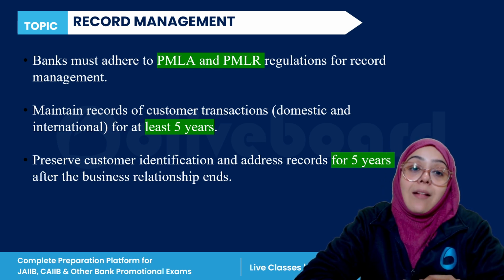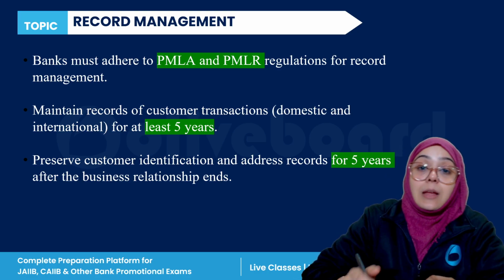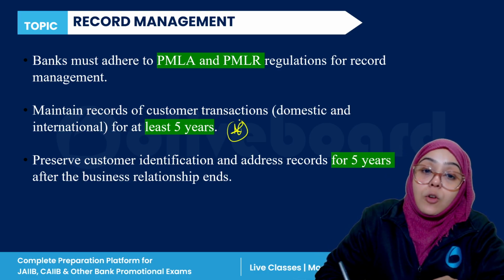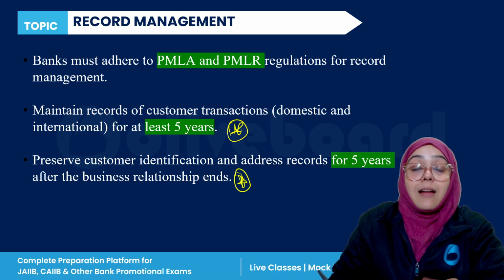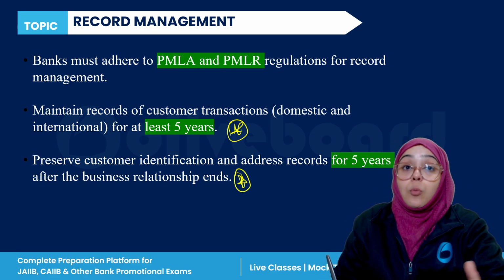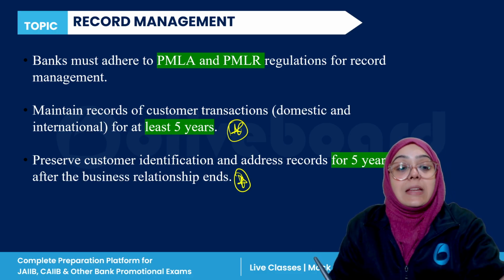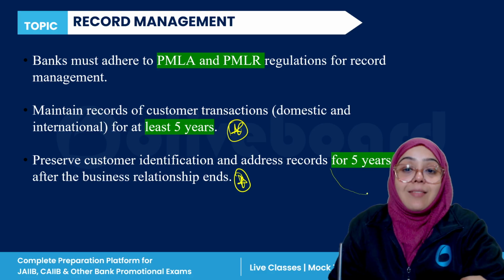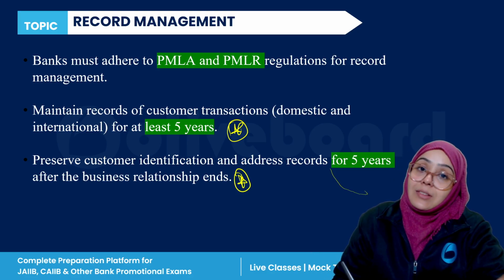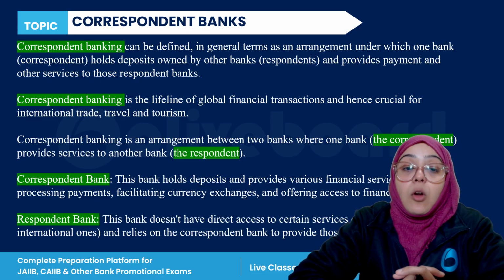So this is known as record management. It is very important to know for how much time a bank has to maintain the record of transactions. They have to preserve the customer identification and address record for a complete period of 5 years. So this is actually 5 years, right? Done. Next we are talking about the correspondent bank.